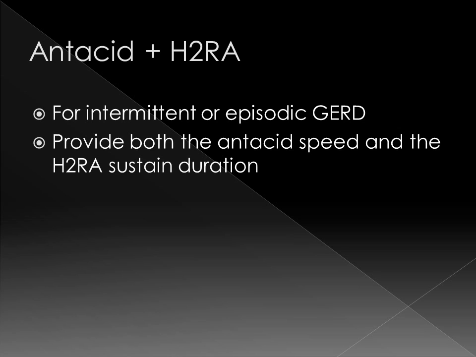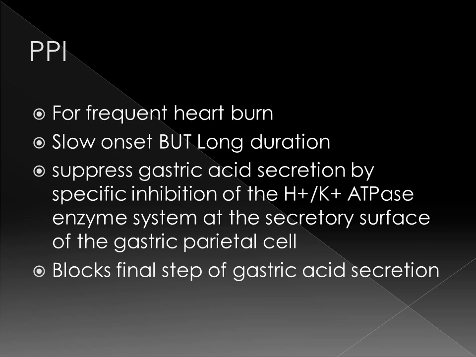The combination of antacid and H2RAs is for intermittent or episodic GERD. It provides both the antacid speed and the H2RA sustained duration. The proton pump inhibitor is for frequent heartburn. It has a slow onset but a long duration.